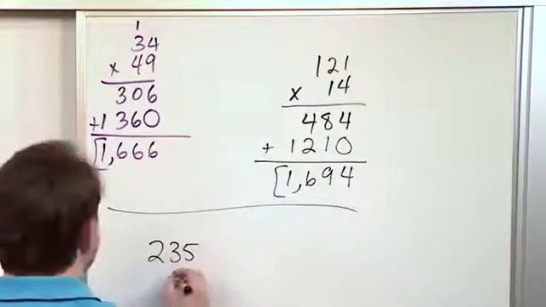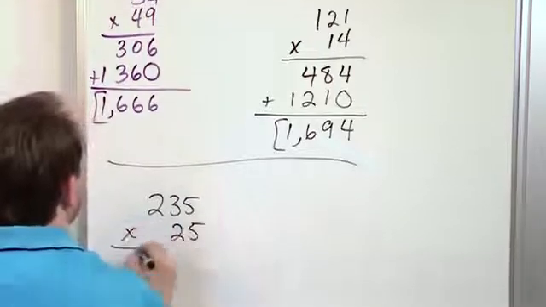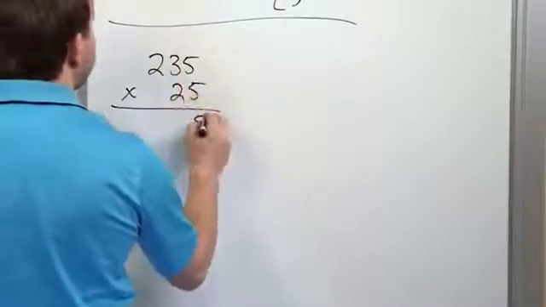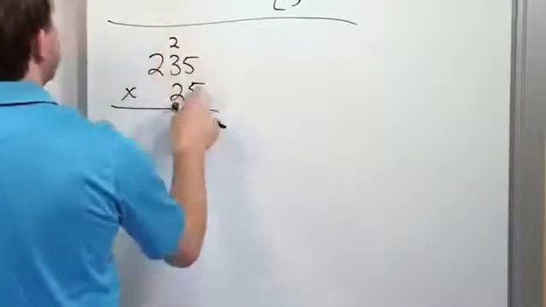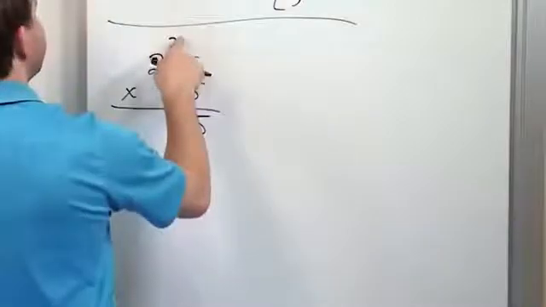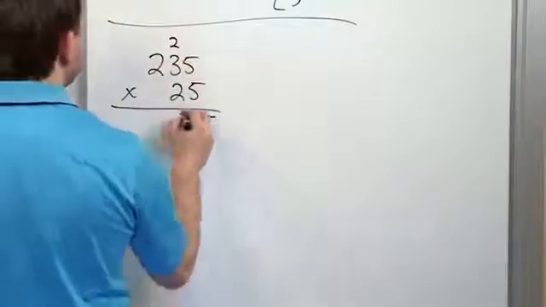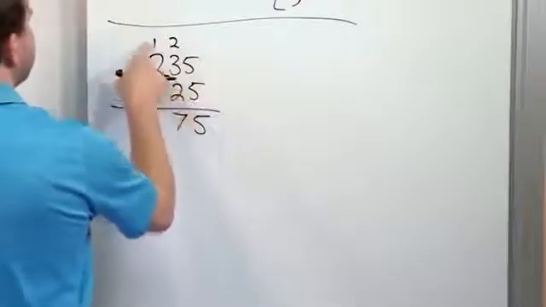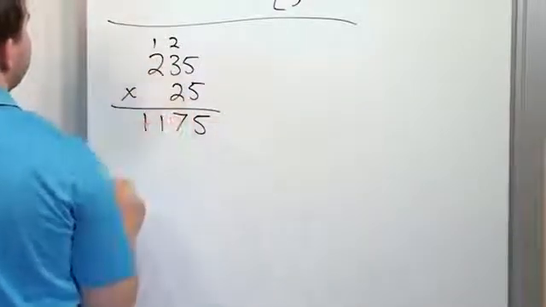So what about 235 times 25? Okay, same sort of thing. 5 times 5 is 25. We put the 5 down here, carry the 2. Then 5 times 3 is 15, plus 2 is 17, so we put the 7, carry the 1 over here. 5 times 2 is 10, plus 1 is 11, so I put the 11 down here.